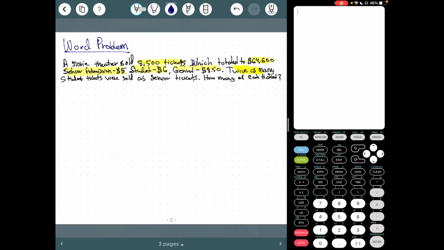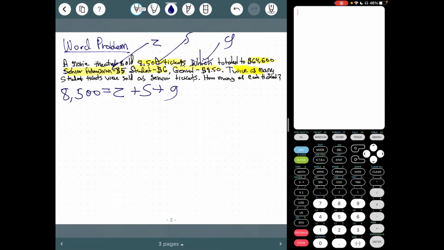So our first equation would be starting with 8,500 tickets. So all the tickets have to add up to 8,500. So let's say senior tickets, the variable we'll use is Z. For students, we'll use S, and for general, we'll use G. So 8,500 should equal Z plus S plus G. So that's the first equation.